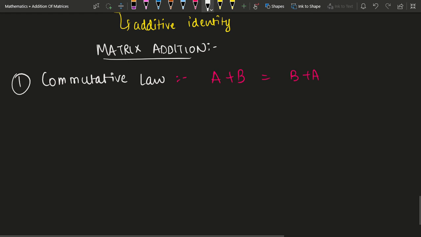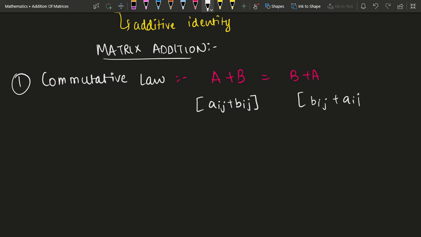So if you want to prove this statement, A plus B is just Aij plus Bij, the collection of these elements, and B plus A is Bij plus Aij. Now we have already established that commutativity exists for the real numbers, for complex numbers as well. So since all these elements would be equal, and since all the elements are equal, the order is equal, then these two matrices would be equal as well.